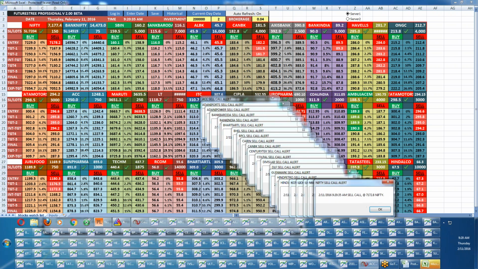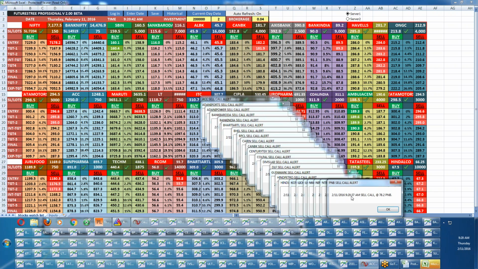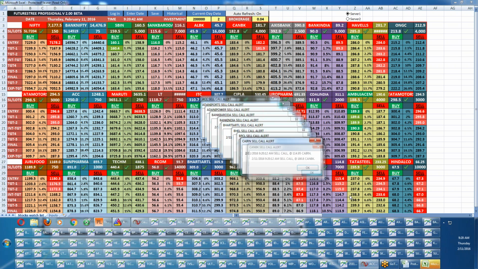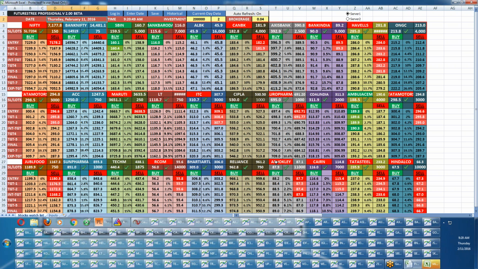So the pop-ups what you have got here are basically the calls from your trading tree. So we have almost all sell calls. But you can see that we have buy call in SBI, Bank of Baroda.